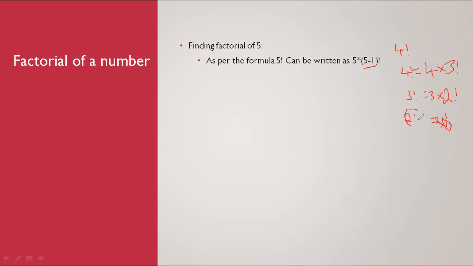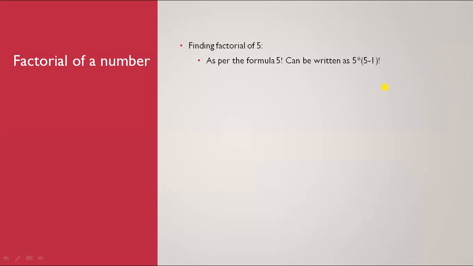So 2 factorial is 2, replaced here, and 3 multiplied by 2 is 6. So 3 factorial is 6, which is replaced here. Then 4 multiplied by 6 is 24, so 4 factorial is 24. Then 5 into 24 is 120. This is how we find the factorial of any number.